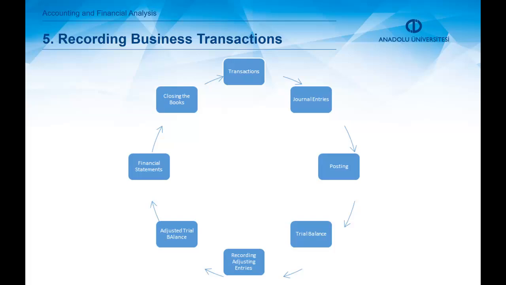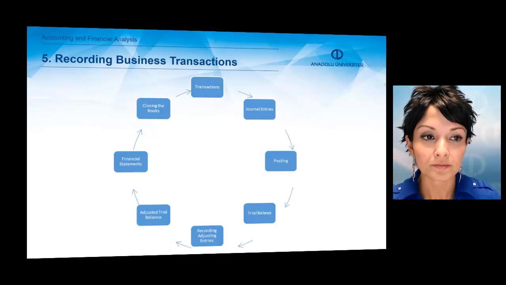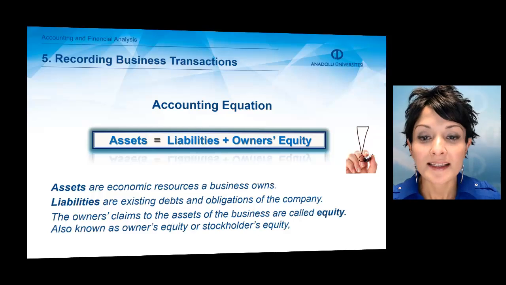After preparing a trial balance, the next step is recording the adjustments. The purpose of adjusting entries is to match incomes with expenses during the accounting period. Then we can prepare the financial statements. The final step of the accounting process is closing the revenue and expense accounts. And here is our accounting equation: assets equal liabilities plus owner's equity.